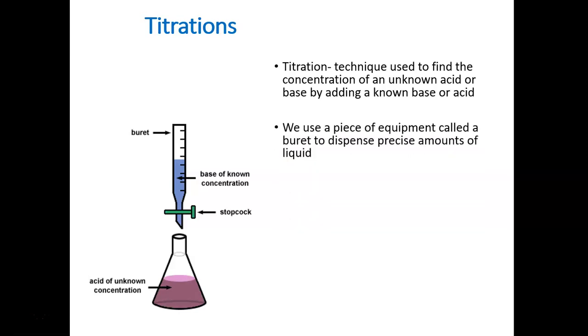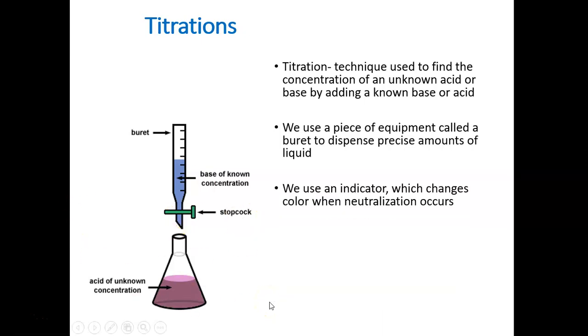So we're going to use a piece of equipment called a burette, and this is like a really long skinny tube with lots of little markings, and this dispenses really precise amounts of liquid. So basically we would put our unknown in a flask here with a little bit of indicator, and we would put our known in the burette, and we would slowly drop it in until we had a color change, okay? And the color will change when the unknown is neutralized, okay?